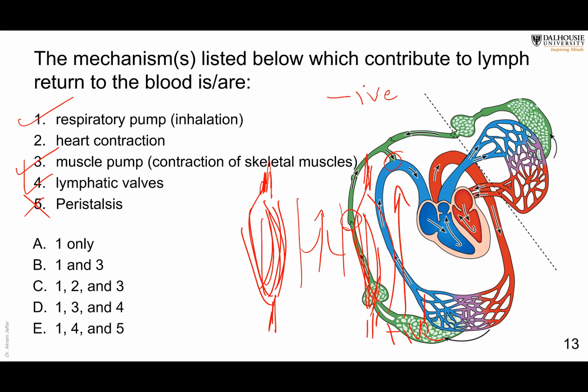Contraction of the heart will not play an important role because the heart does not have any effect on the lymph that is present in the lymphatic vessels. The lymphatics are drained into the venous circulation, and the pumping action of the heart plays no effect in this respect. So this leaves us with options 1, 3, and 4 to be the factors that contribute to lymph return to the blood.